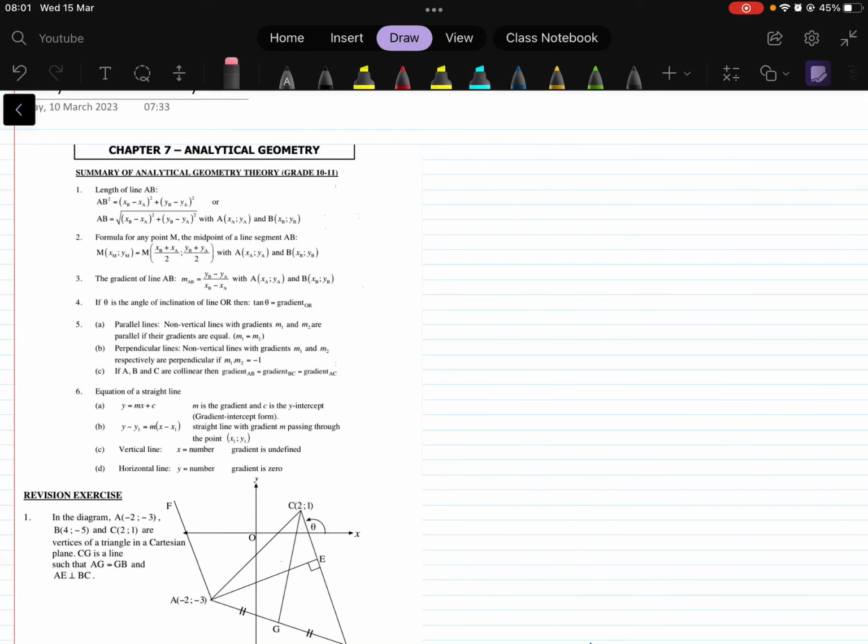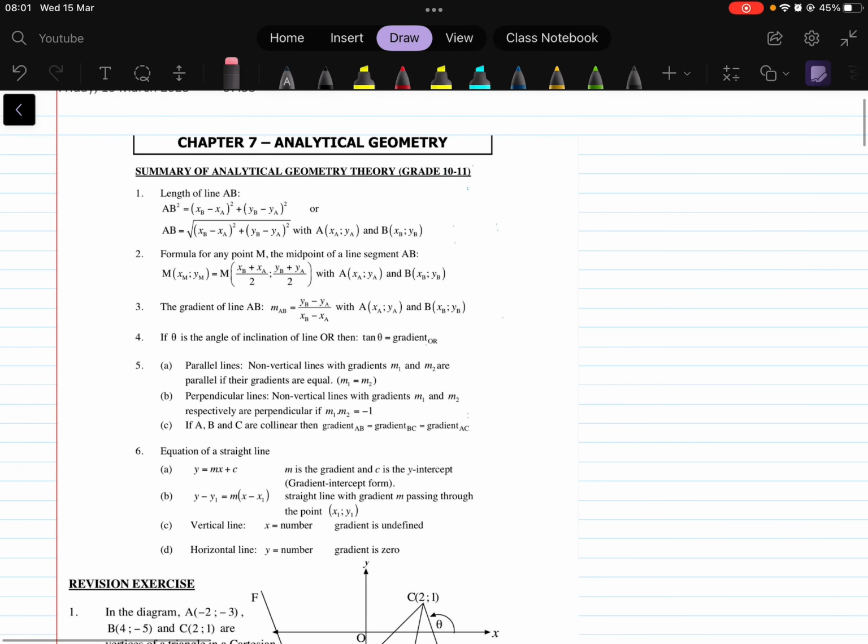I'm just trying to quickly squeeze in the revision of the theory for grade 10 to 11 as far as analytical geometry is concerned. So let's just get straight into that. These are the things that you need to actually remind yourself of if you're going to be proceeding with analytical geometry for grade 12, because no one is really going to be teaching these things in grade 12. So just a quick reminder.